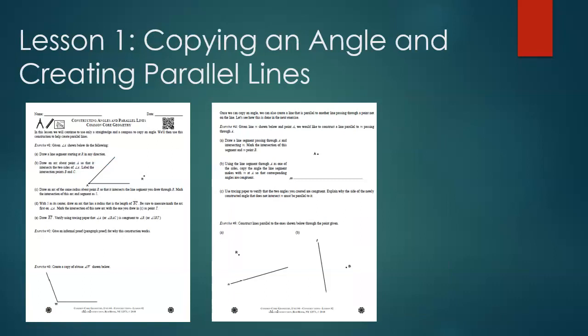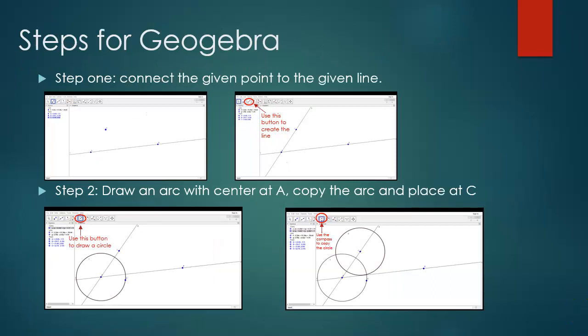The first lesson leads students through the steps of copying an angle using a compass and straight edge. Due to possible human error, students will also use GeoGebra to create exact constructions. Once students can copy an angle, they will be able to create a parallel line through a point not on a given line. I have listed the steps students will use to create a parallel line using GeoGebra.